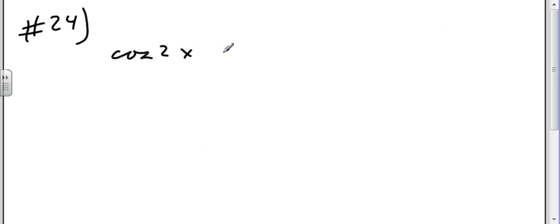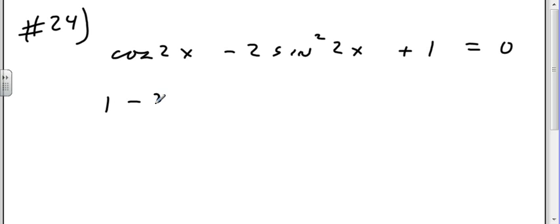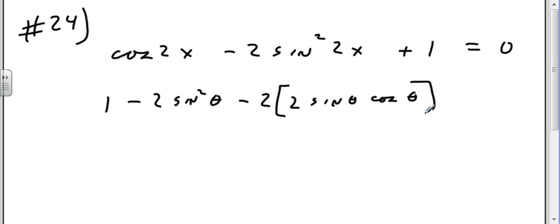Cosine 2x minus 2 sine squared 2x plus 1 is 0. Okay, well, cosine 2x is equal to something, right? What was it equal to? I think it's like 1 minus something like that. Cosine 2x is going to be 1 minus 2 sine squared theta. Well, that definitely doesn't help any. Minus 2 times the sine of 2x, which is going to be 2 sine theta cosine theta, squared plus 1 is 0.